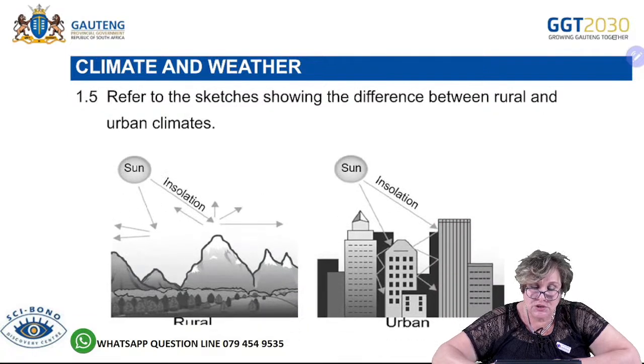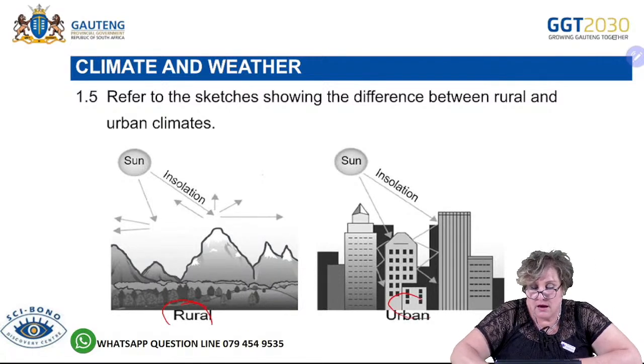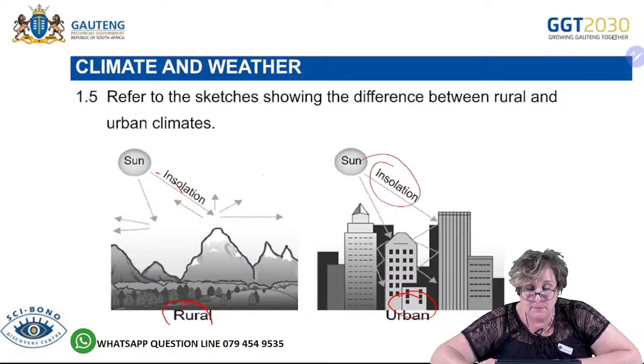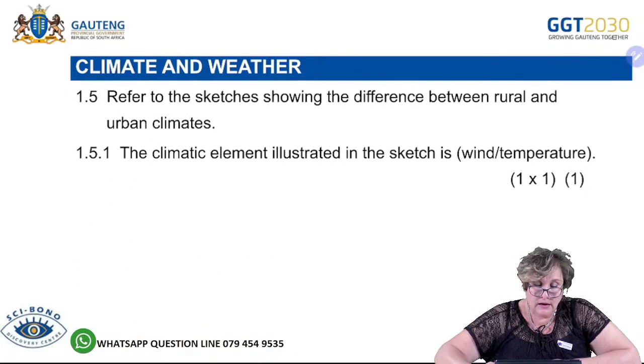Refer to the sketches showing the difference between rural and urban climate. So yeah, I've got my rural areas. Yeah, I've got my urban areas. You can see the sun and the insolation. What is insolation again? Incoming solar radiation. Okay. The climate element illustrated in the sketch, is it wind or temperature?